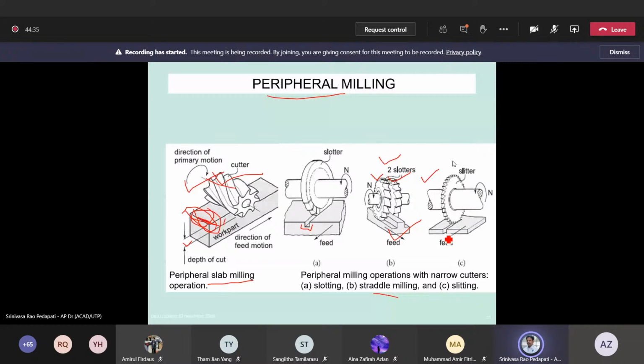So slitting is just like sawing, as we see in the sawing machine. It is to cut a big material. This is a slitter, which is simply a saw, as we saw in one of the previous slides. So in peripheral milling, you have these many varieties. Periphery means, as I said, outside machining. So peripheral slab milling, peripheral slotting, peripheral straddle milling means more than one tool, and slitting to cut. So this is another classification, or another variety of milling.